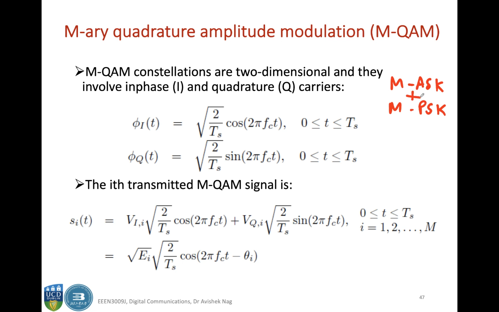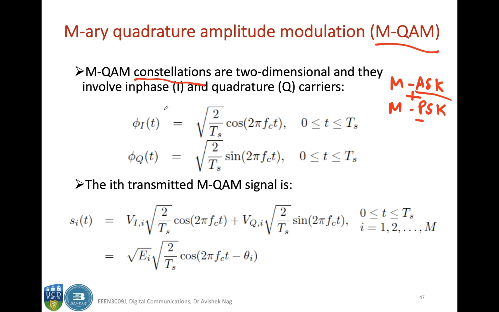Now if you combine this together you get M-QAM basically. In M-ASK your signals were varying in amplitude. In M-PSK the signals were varying in phase. Now you can have both of them varying and you can get an M-QAM constellation.